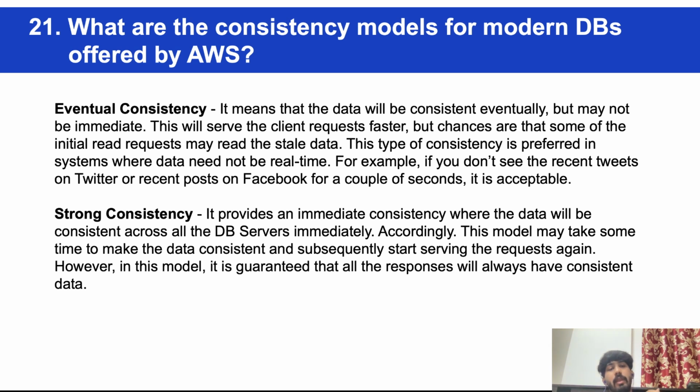So when you are trying to request some data, it would take some time because it is trying to make every database server consistent. However, in this model, it is guaranteed that every single response you get will have consistent data. In the previous one, even though it takes a couple of seconds to show up, it's fine because it's not real time. But in this case, strong consistency, you would basically use it for a real time use case. Okay, so this is the difference in consistency models offered.